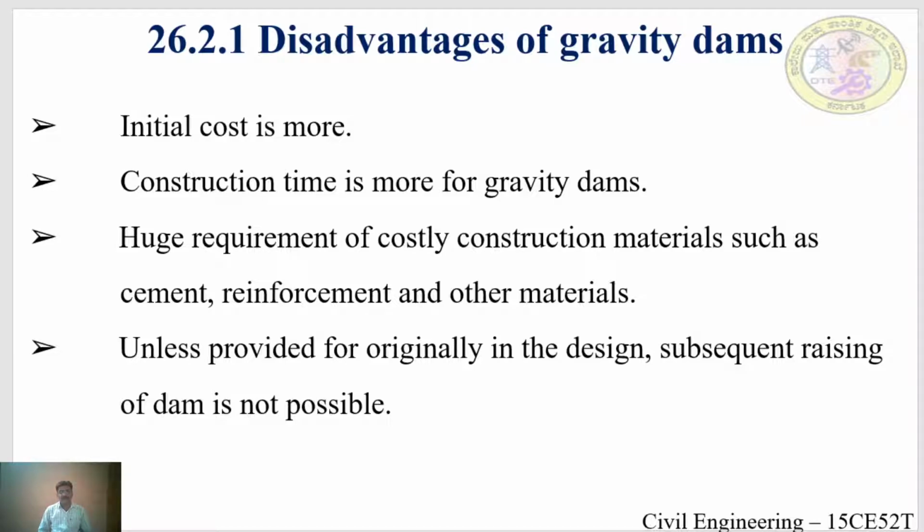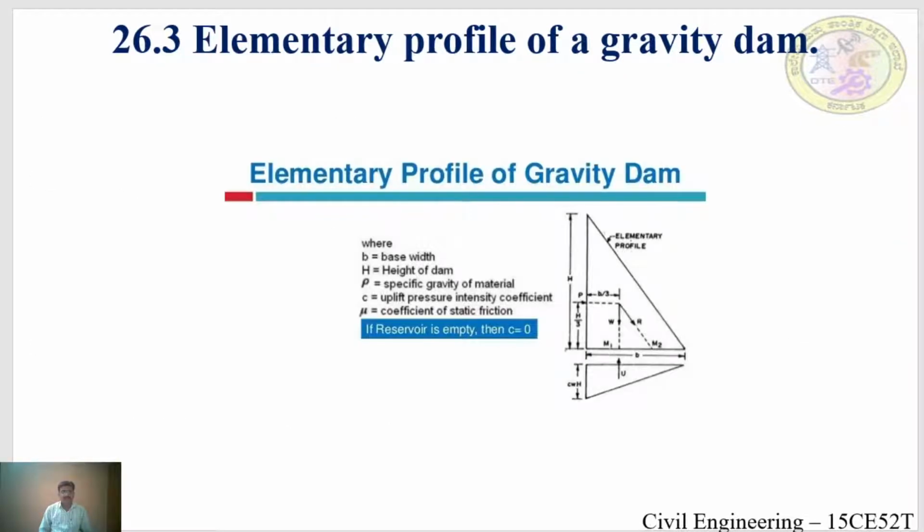Without the knowledge of the design engineer, or without seeing the original design drawings of the gravity dam, we cannot raise the height of the dam. Yes, this is the elementary profile of a gravity dam, which is triangular in shape. It has a base width B and height H, and P is the specific gravity of the material. C is the uplift pressure intensity coefficient, and mu is the coefficient of static friction. When the reservoir is empty, the uplift pressure is zero.